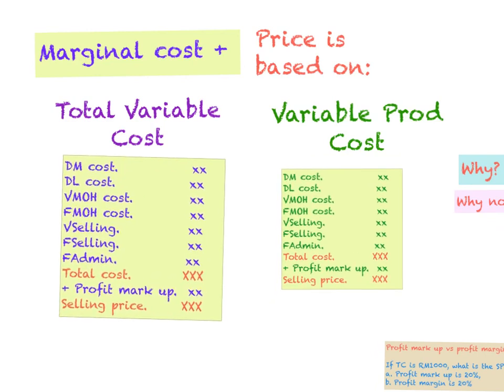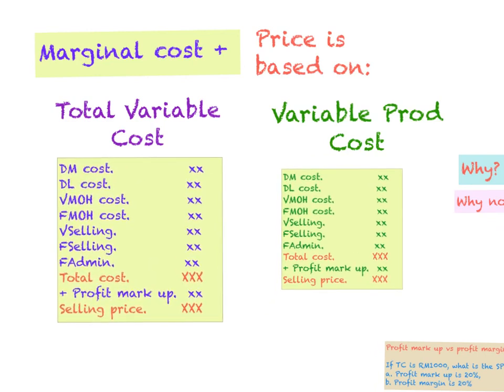Okay, so let's see the difference between these two. Now, let's say this is the cost that we have. Now, we want to look at just the total variable cost. So, direct material cost. Is this part of the total variable cost? You have to understand direct material is a variable cost. So yes, this one will be included. And then after that we have direct labor cost. Yes, this one will also be included. Variable manufacturing overhead cost. Yes, of course, because this is variable cost.